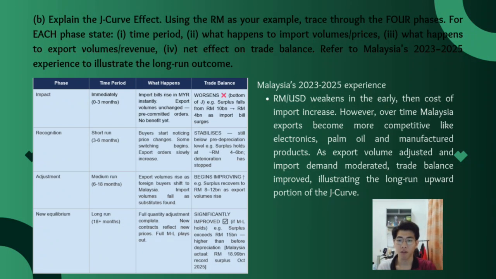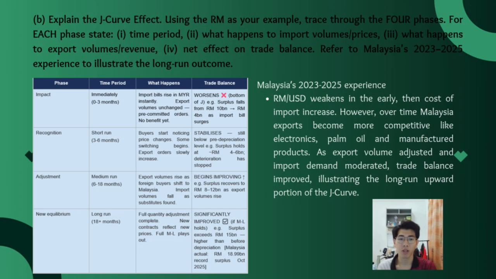Adjustment, medium run 6 to 18 months. Export value rises as foreign buyers shift to Malaysia. Import value falls as substitutes fall. The trade balance begins improving. New equilibrium, long term, 18 months plus. Full quantity adjustment complete. New contracts reflect new price. The trade balance significantly improved.